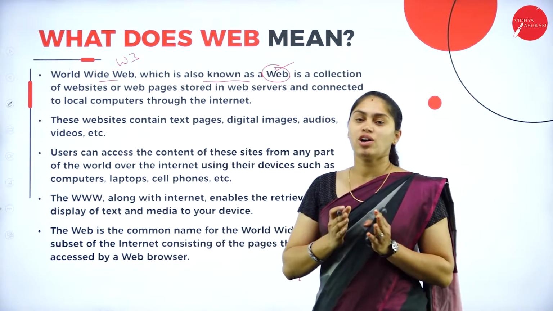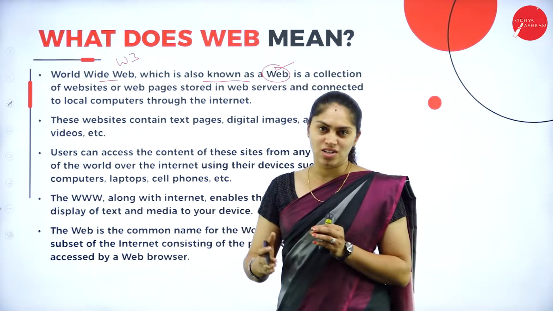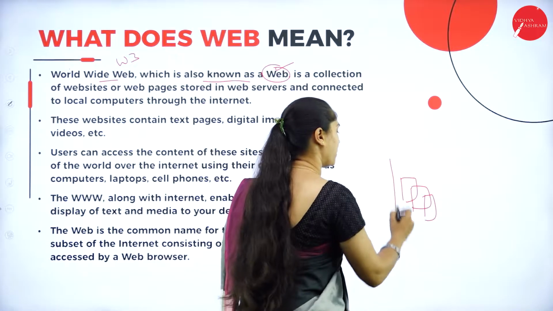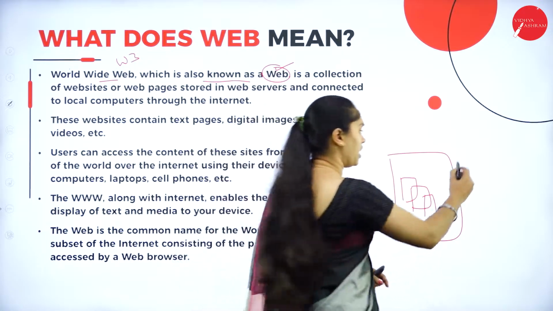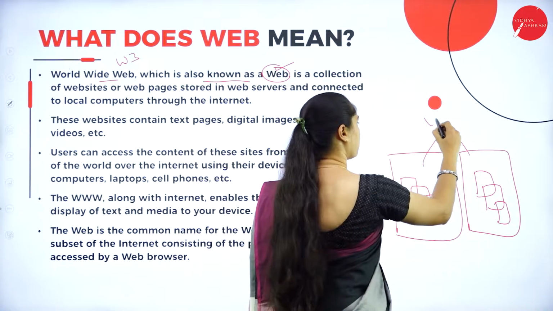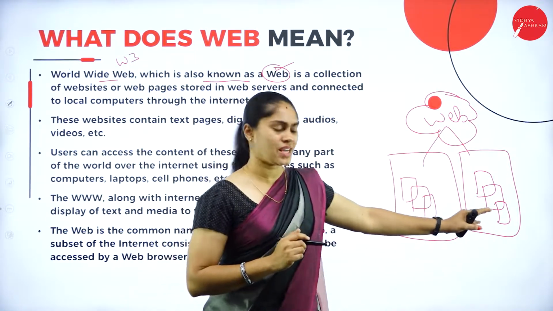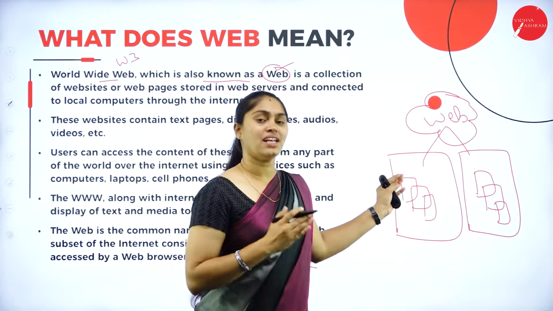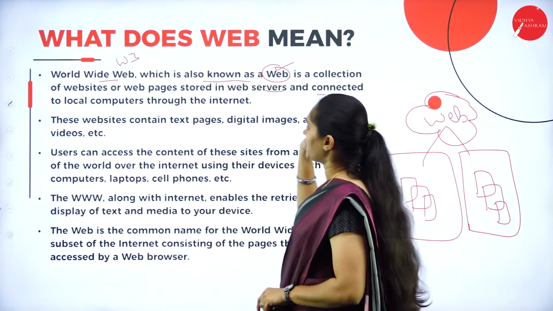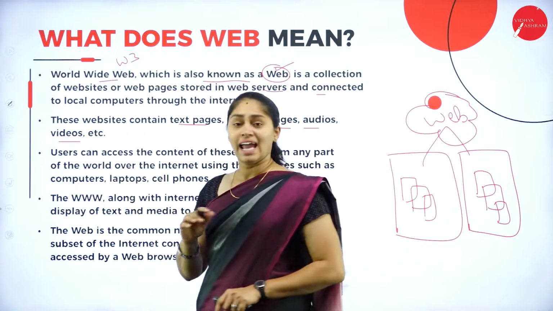Moreover, it is a collection of websites, and each website will have n number of web pages. If it is a collection of web pages, then it is a website. If it is a collection of websites, then we call that a web. So the web is a collection of websites, and each web page will have content stored in the form of text pages, digital images, audios, videos, anything it can be.